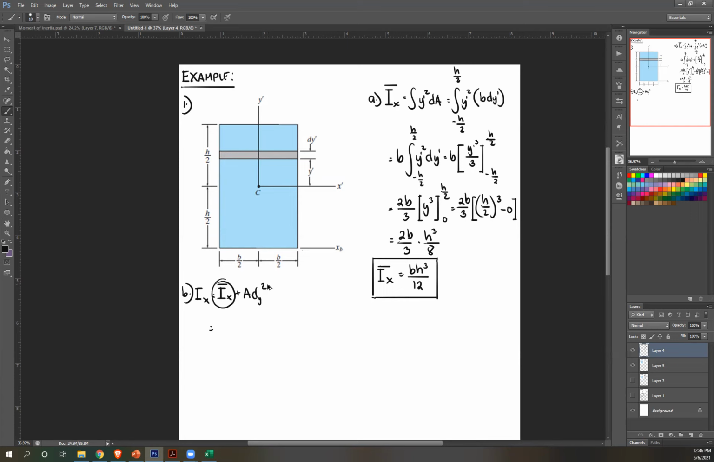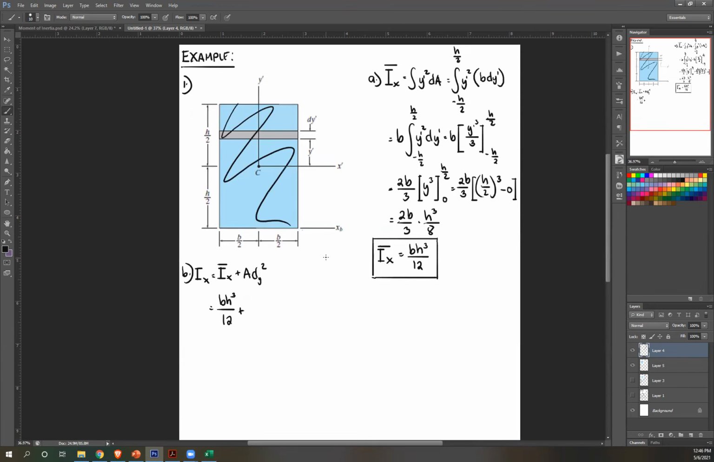Okay, this is just bh cubed over 12. So bh cubed over 12 plus area. Area of this rectangle is just base times height, so b times h. And then distance y squared. So that is the distance from your reference axis to your centroidal axis. It's this length, which is equal to h over 2.